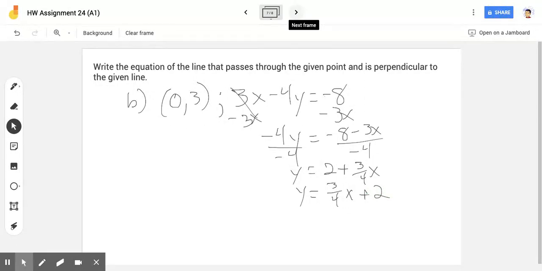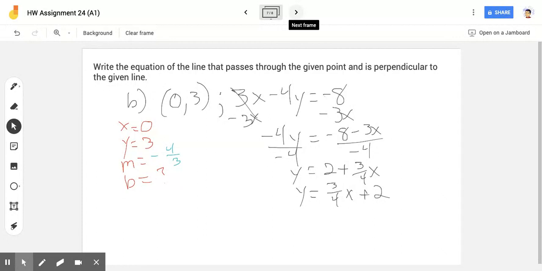Second step, let's make it happen. Let's label x, y, m, b. So let's go. X is 0, y is 3. Our m, we want it to be the negative reciprocal of whatever our slope is right here. So our m is going to be -4/3, and our b is a question mark. We don't know yet.